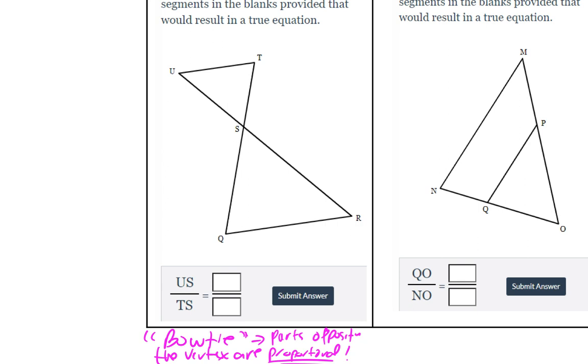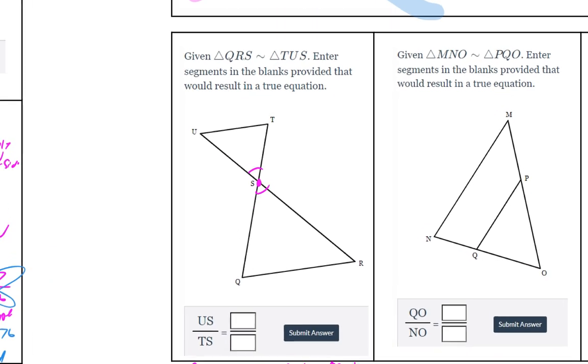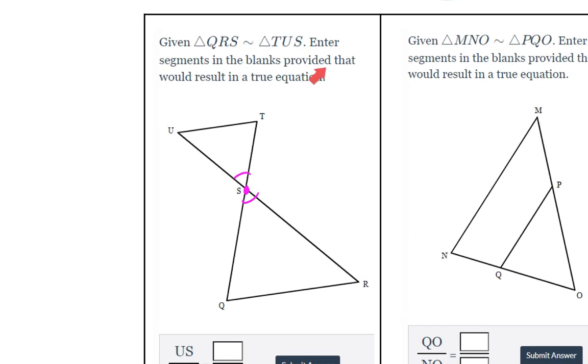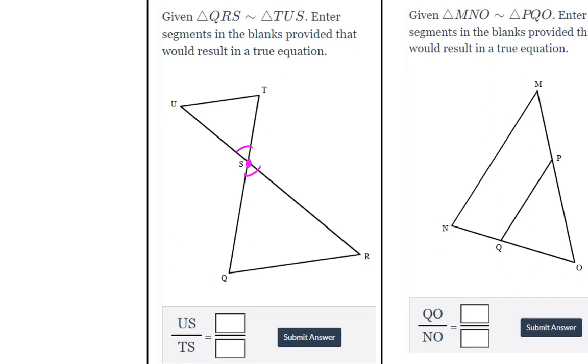Okay, so what that means is this is a vertex that they share, right? So that means these two angles have to be the same. So what that means is the parts that are cut by that, so this to this, is proportional to this to this. So let's look over here. US to TS. It says fill in the other information. Okay, it says enter segments provided that would result in a true equation. Okay, so what would be true about this? US over TS. So compared US to TS.